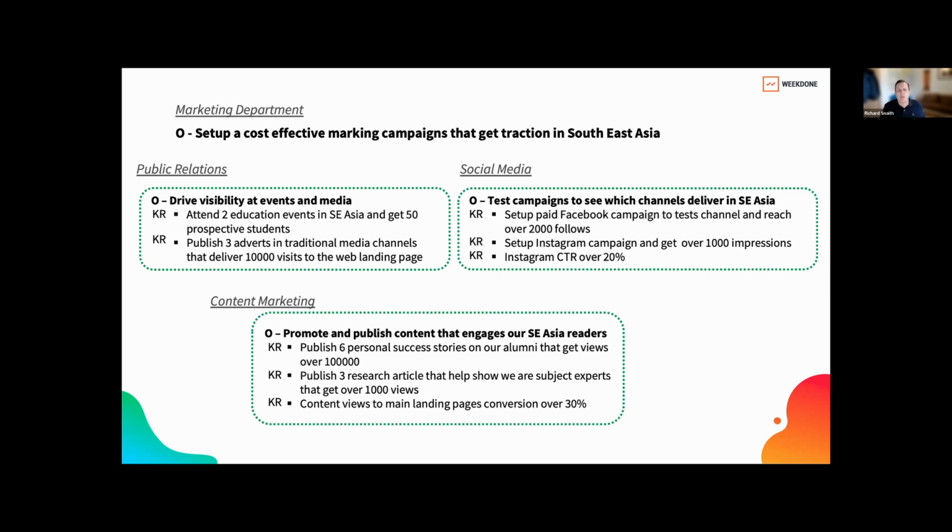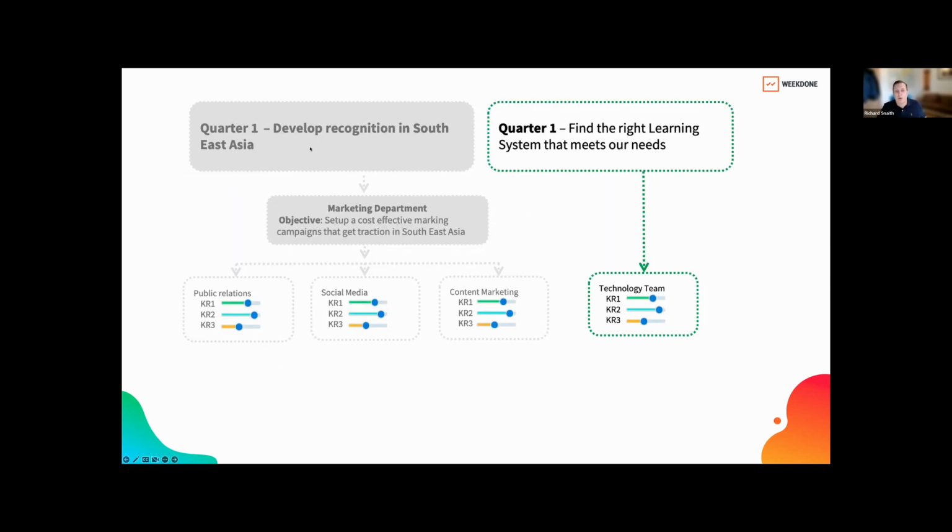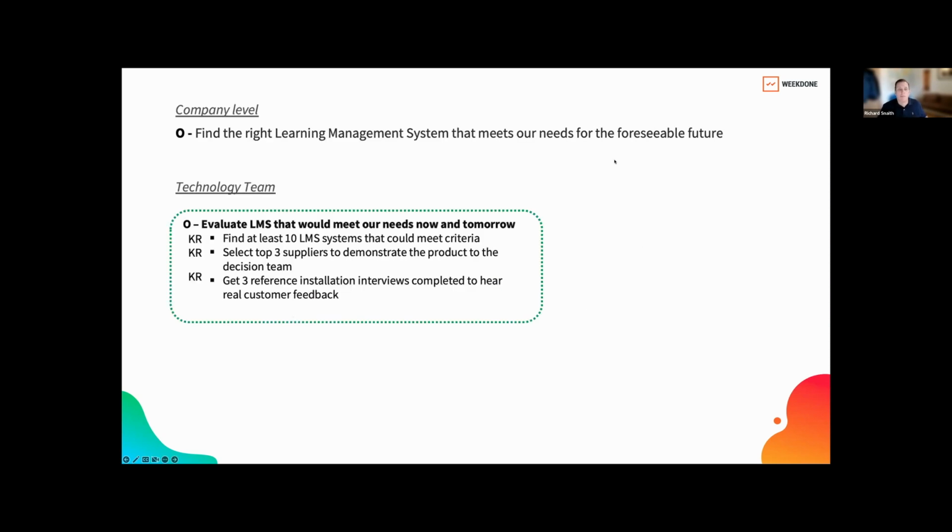So basically, we've gone from the company level quarterly through a department alignment and narrowing of the focus, setting a better focus down to the team OKRs. The second one, the learning system, goes straight to the team. So the right learning management system, and the technology team has then developed their OKR, looking at finding the solutions, narrowing down the supply, getting references, installation interviews, etc. Outcomes that they're going to drive to make it happen.